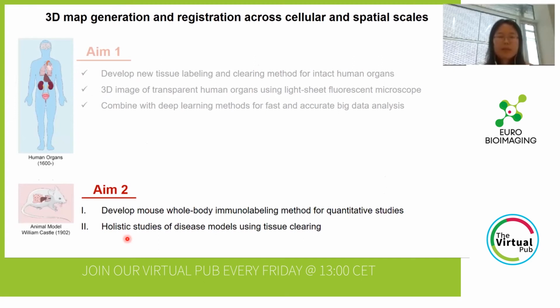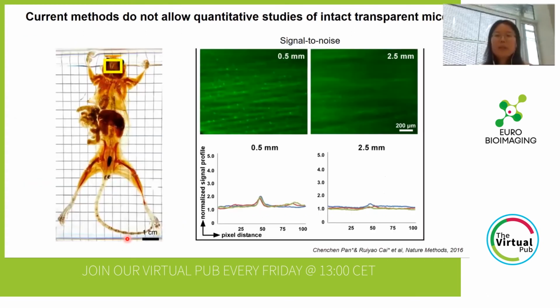So let's go to the second part, about the whole-body mouse immunolabeling method and also disease model studies. In 2016, our lab already developed the uDISCO clearing method, which can make the whole body of the mouse very transparent. But we can also see that not all parts are very transparent, especially the bone marrow part. We can see that it's still red, right?